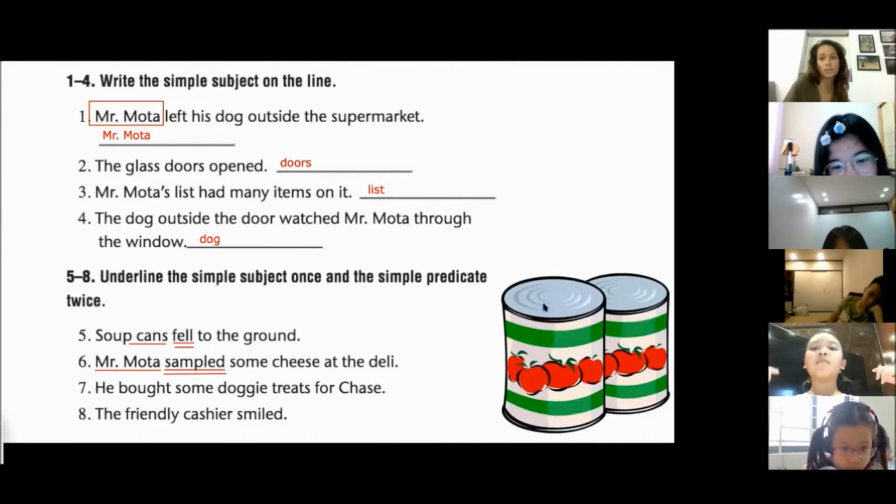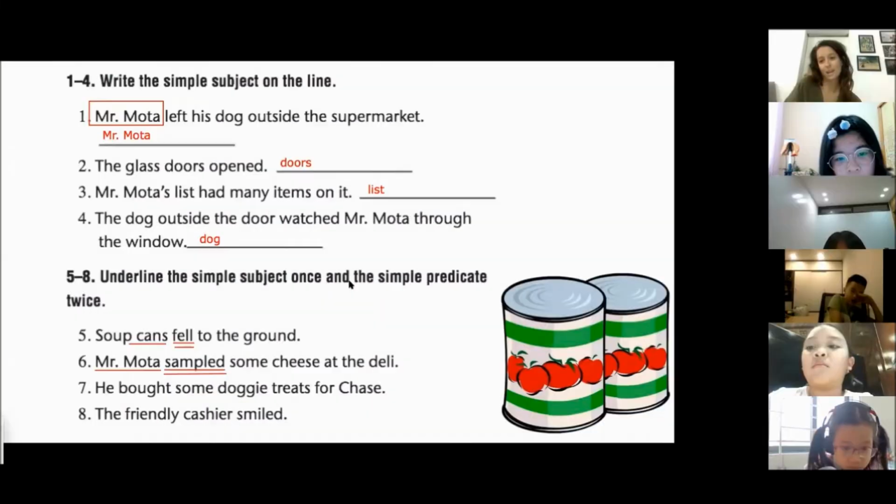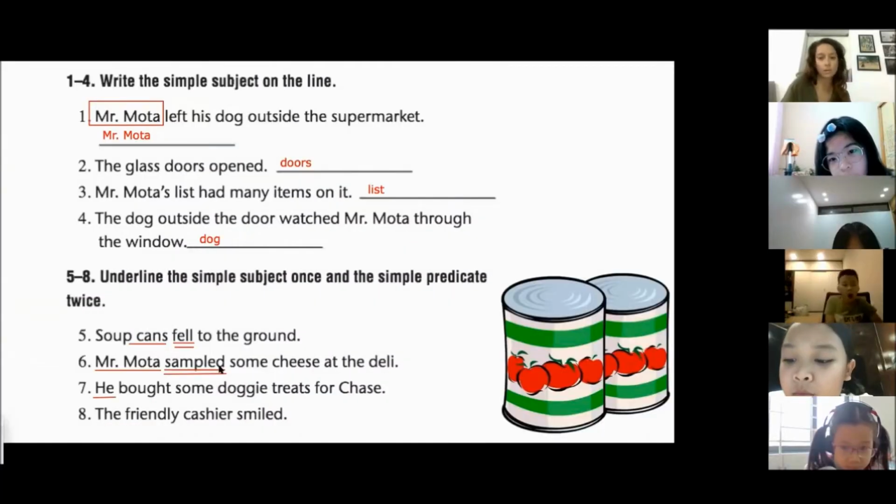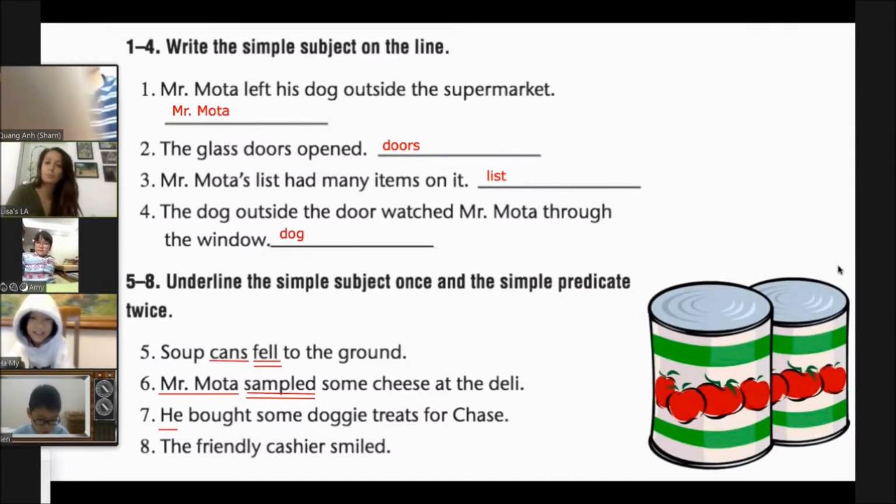Can you read number 7? He bought some doggy treats for Chase. And what's our simple subject? He. Yep, good job. What is our simple predicate? What did he do? Bought.